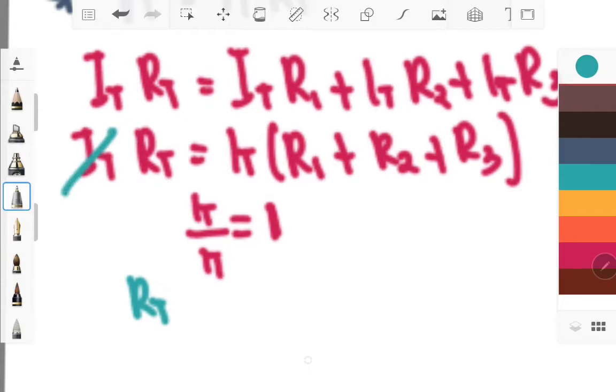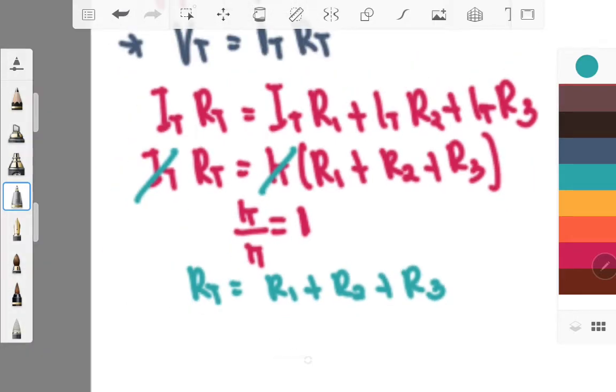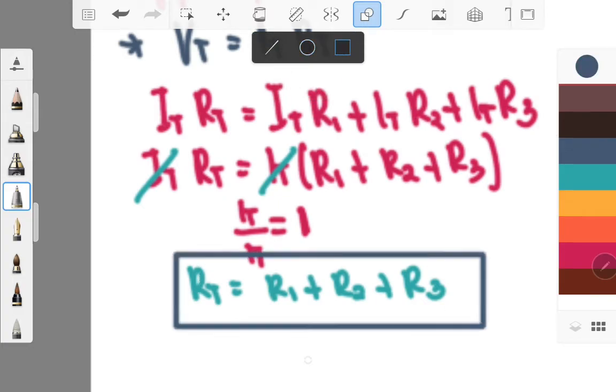So magka-cancel yan. Actually not cancel because they will divide each other, which they are equal variables. So magka-cancel yan. It will be equal to 1. Okay? So you have your R total is now equal to your R1 plus R2 plus R3. That is the formula for your series resistance. Okay.